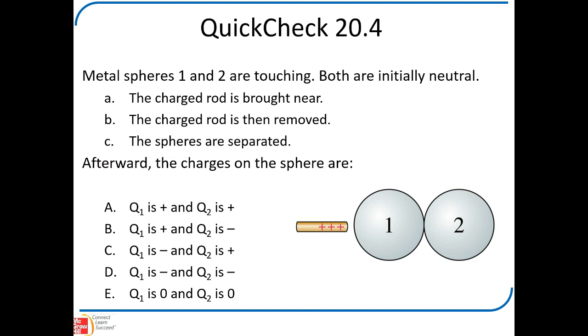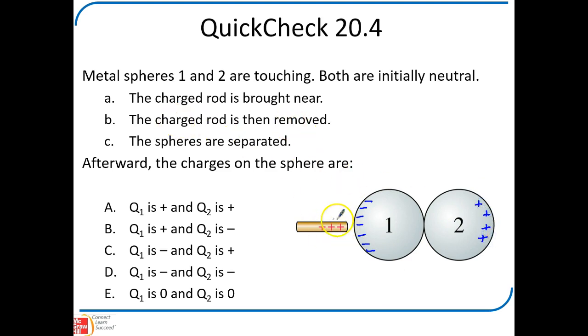20.4, there is no 20.3, so 20.4 says metal spheres 1 and 2 are touching. Both are initially neutral, which means they both have positive and negative charges, but equal amounts. I have a charged rod. It is brought near. When it gets near this first sphere, the electrons, or the negative charges, are pulled to this side. Okay. Now we have an excess positive charge on this side.